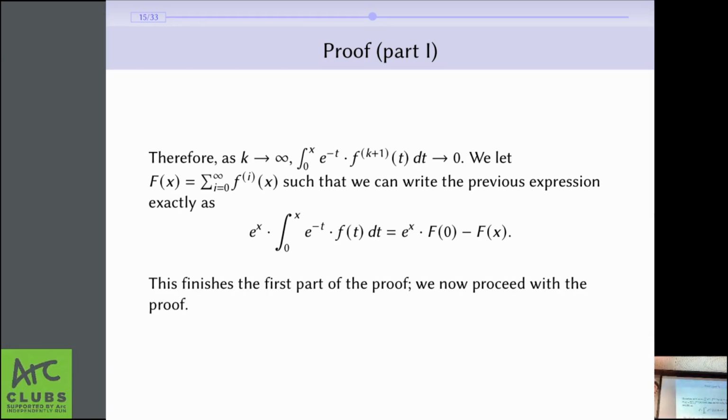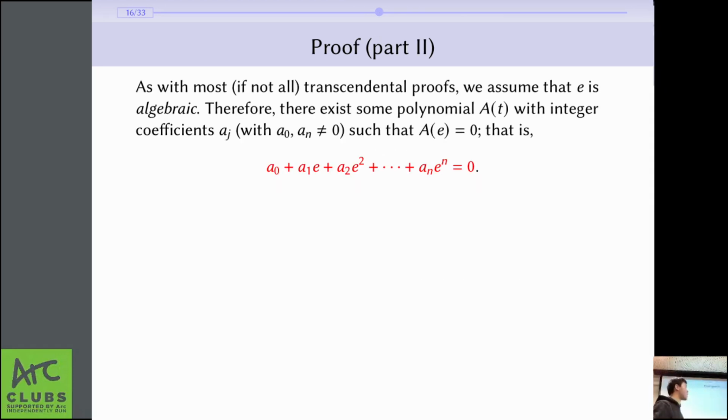And so this finishes the first part of the proof. We have this nice looking expression. We're going to use that later on now. Now we're going to actually start with the proof. This is the second part of our actual proof.